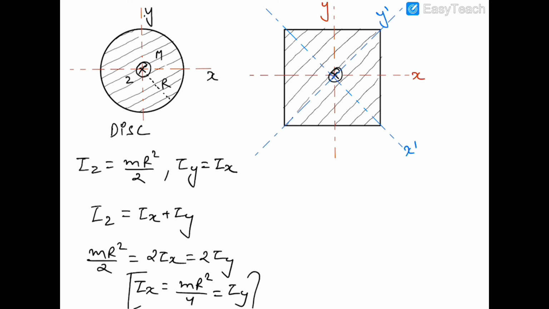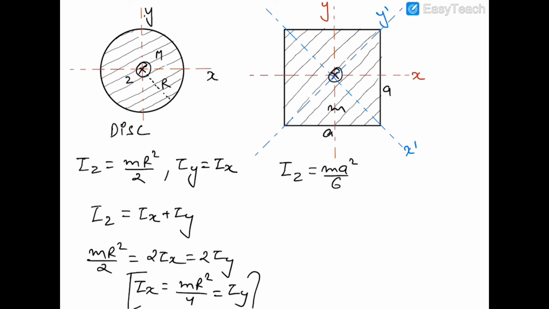So this is the application of the perpendicular axis theorem, and we have already calculated the moment of inertia of this disk about the x-axis and y-axis. Now let us also find out the moment of inertia of this square sheet about the y dash axis, x dash axis, x axis and y axis. Now this is the z axis, and we know that if the side of the square is a, then the moment of inertia of the square about the z axis is ma square by 6.